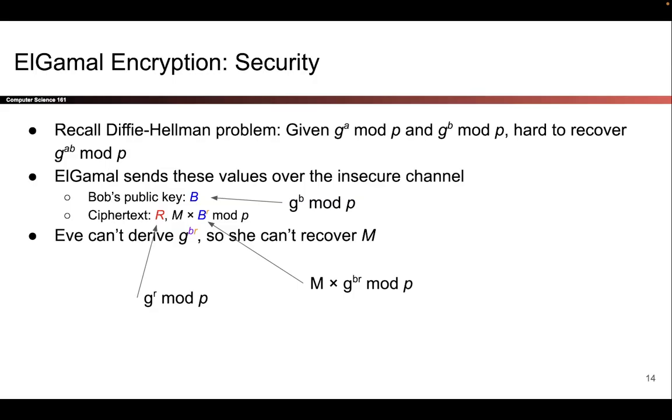Because she can't derive g to the br mod p, she is unable to reverse the encryption and obtain the original message m. If Eve wanted to get the original message m, she would have had to multiply this value by g to the negative br mod p, but she doesn't know that value because she's only given g to the b and g to the r. She is not able to derive the shared secret, so she cannot cancel out the g to the br to get the original message back. So this is not a proof, but it's a rough argument for why Eve, the eavesdropper, is not able to recover the original message in ElGamal encryption.